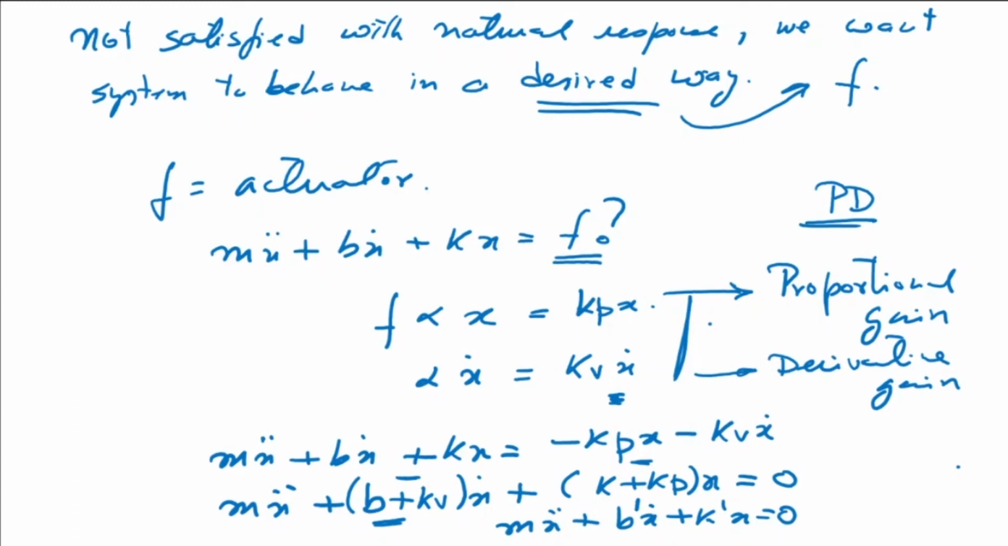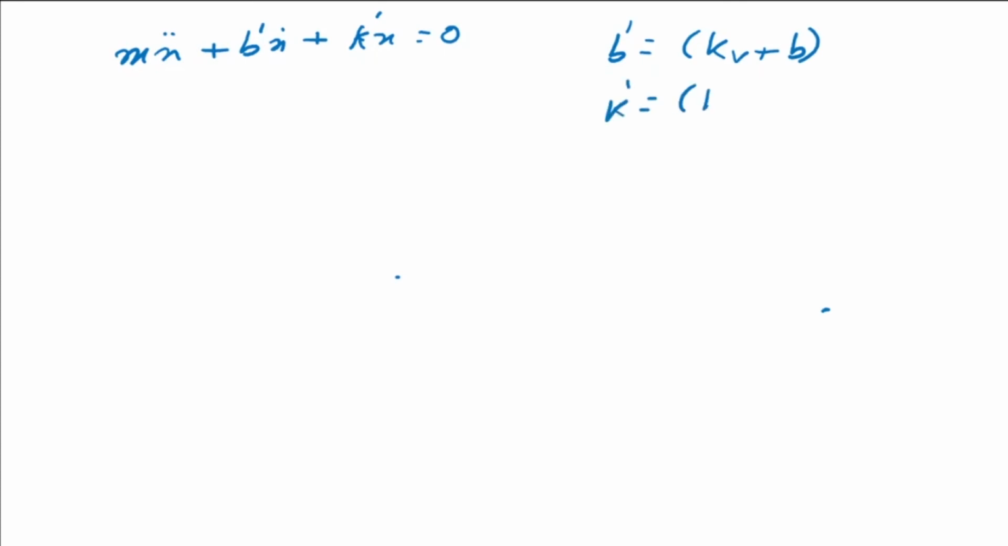How do we want it to behave? So this is one equation: m x double dot plus b dashed x dot plus k dashed x is equal to 0, where b dashed consists of kv plus b, and k dashed consists of k plus kp. Now you understand from here that this is one equation only, but there are two variables. kp is a variable, kv is a variable also.